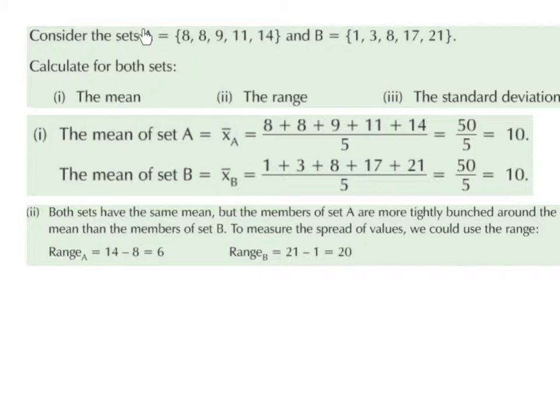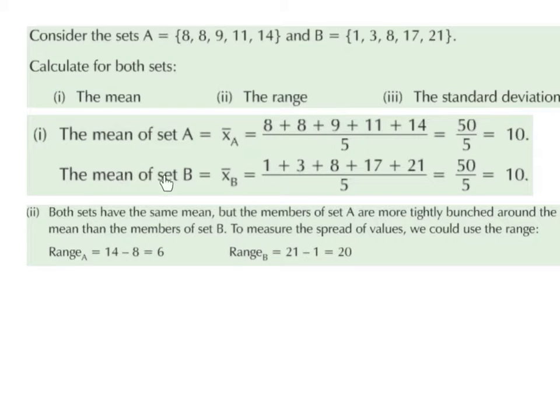Consider the sets A, which equals 8, 8, 9, 11 and 14, and B, which equals 1, 3, 8, 17 and 21. Calculate for both sets the mean, the range and the standard deviation. So the mean of set A, remember x bar represents mean, is going to be 8 plus 8 plus 9 plus 11 plus 14, all divided by 5 because there were 5 values in total, which is 50 divided by 5, which is 10. So the mean of the first set of data is 10.